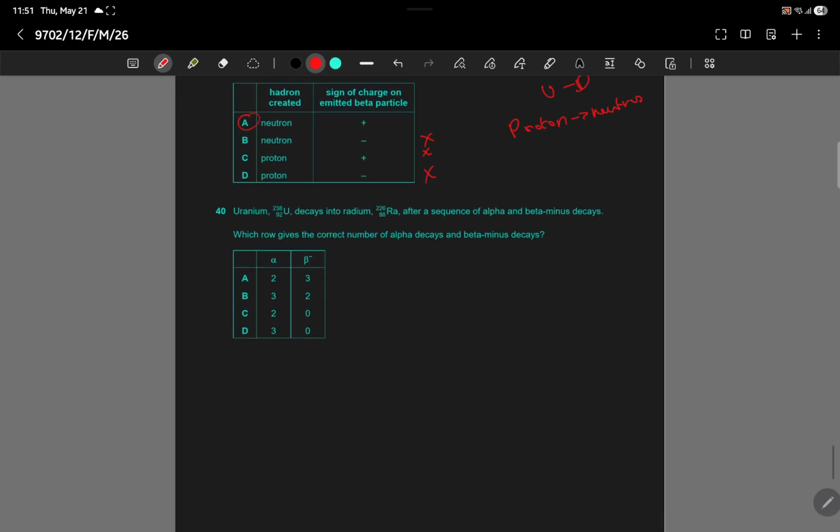Simple, right? Now the last question. Oh, this is actually very simple. Uranium is given as 238 by 92, and it decays into radium 226 by Ra by 88. After a sequence of alpha and beta minus decay, which row gives the correct number of alpha decays and beta minus decays?